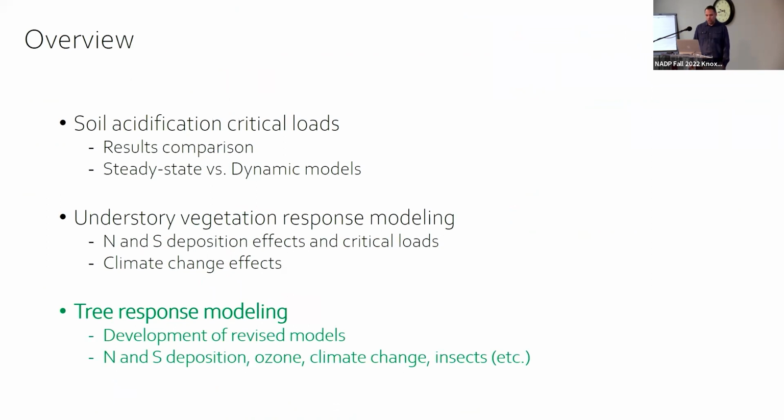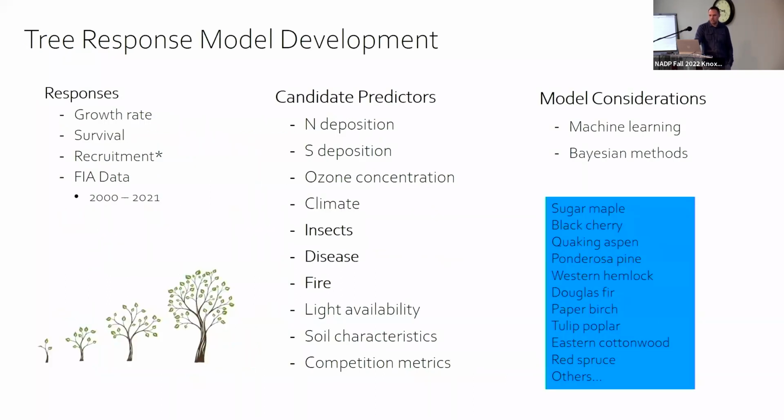So moving on here to the tree response modeling, where we're working on developing revised models based on some of the work that you saw yesterday from Linda and Chris, and evaluating air pollution effects, climate change, and also agents of disturbance. This is just going to be a quick overview because we're still in the early phases of this project, so this is just a preliminary look. But the responses that we're concerned with here are growth rate and survival, as you saw yesterday. But we're also considering aspects of recruitment as well. It's not currently scheduled, but that's something that we'd like to do.